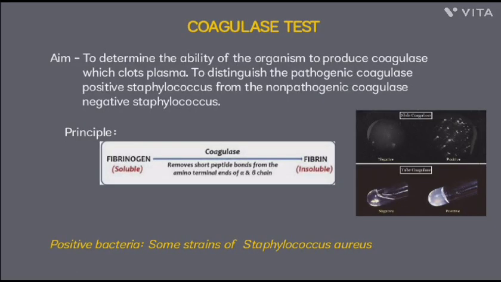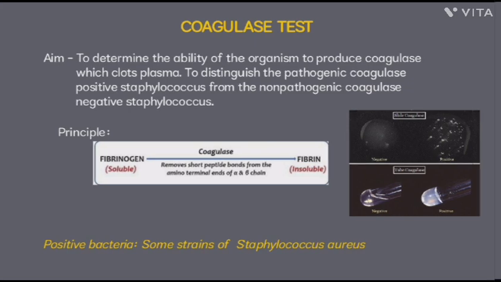Coagulase test. Aim: to determine the ability of the organism to produce coagulase, which clots plasma, to distinguish the pathogenic coagulase positive Staphylococcus from the non-pathogenic coagulase negative Staphylococcus. Principle: the test is based on the reaction between coagulase and a plasma factor to form thrombin, which converts fibrinogen to fibrin and causes a clot to form. Coagulase positive bacteria: some strains of Staphylococcus aureus.